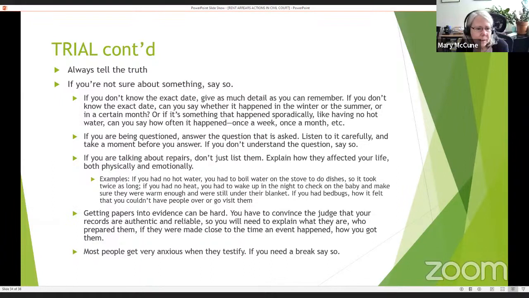Just if they keep objecting and saying you haven't laid a proper foundation, or they shouldn't be admitted, don't give up. If it's important, just keep adding more detail, and maybe you can wear them down, and the judge will let them in. The other thing is, it's really natural to get anxious when you testify.